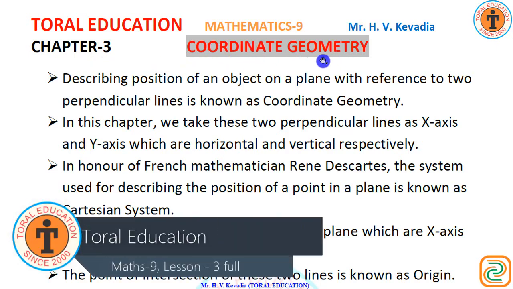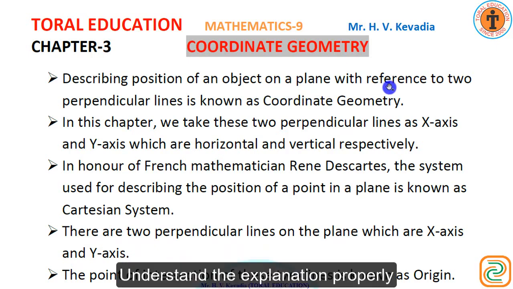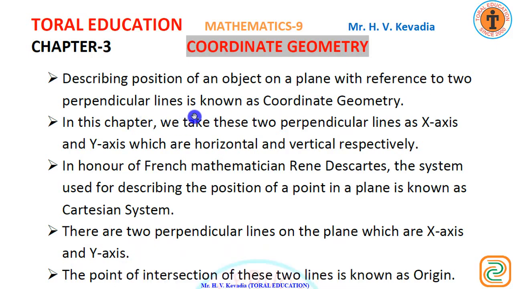Coordinate geometry, what is it? Let's see. Describing the position of an object on a plane with reference to two perpendicular lines is known as coordinate geometry. You have already seen the x-axis and y-axis, right? This is on the paper on which we do the activity. That means we draw these horizontal and perpendicular lines on the plane paper. This is a plane, nothing else. Describing the position of any point on the plane is coordinate geometry.